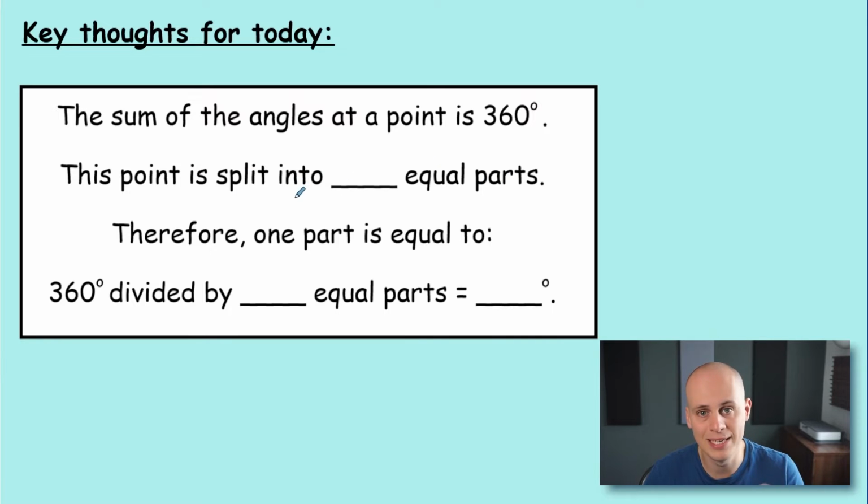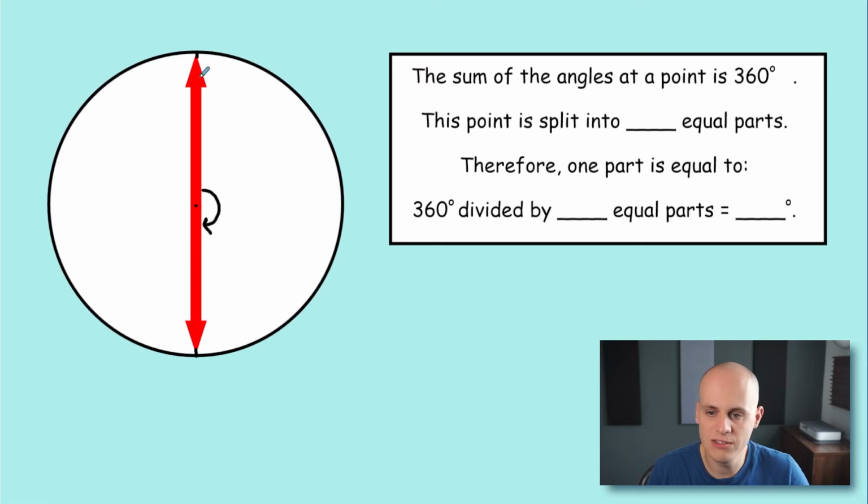This point is split into however many parts. Therefore, one part is equal to 360 divided by how many parts there are. Let me put that into some context for you. So I split this circle into just 2 points. Therefore, I've made 2 parts. You could call that part 1 and that part 2.